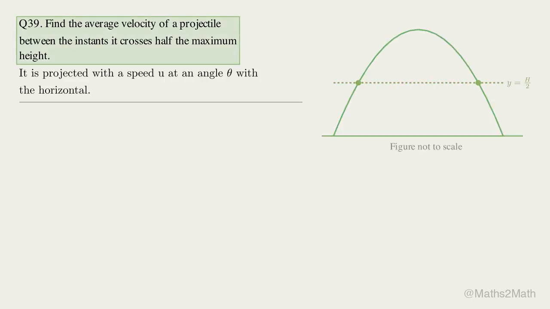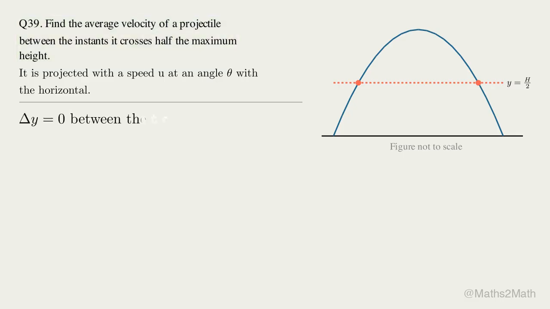Question 39. A projectile launched at speed u, angle theta, crosses half its maximum height twice. Find the average velocity between those instants. What does this mean? Between the two crossings, the vertical displacement is 0. Only the horizontal motion contributes.